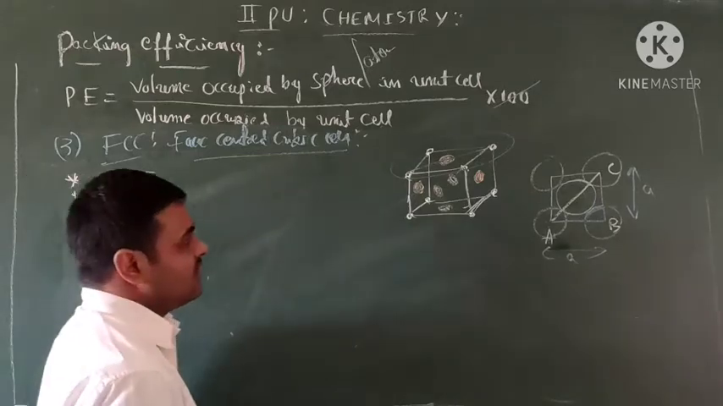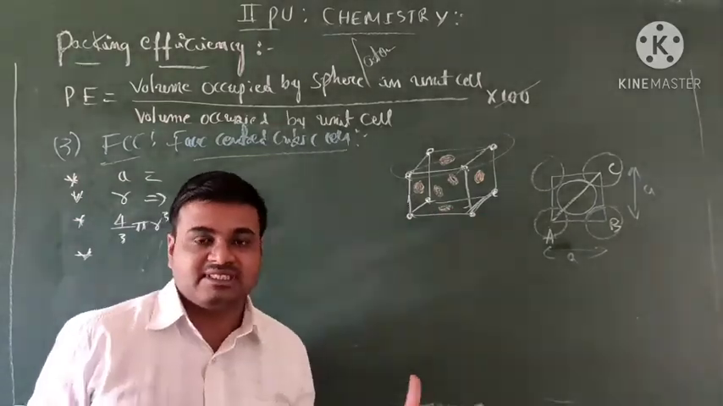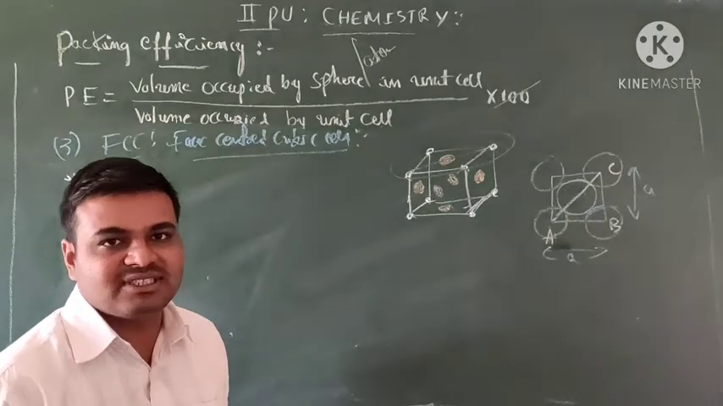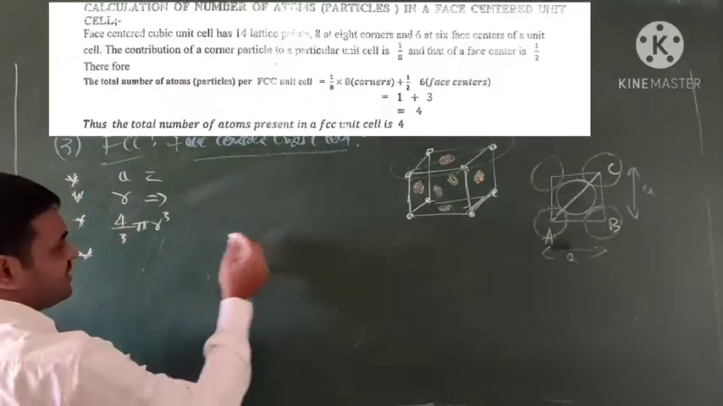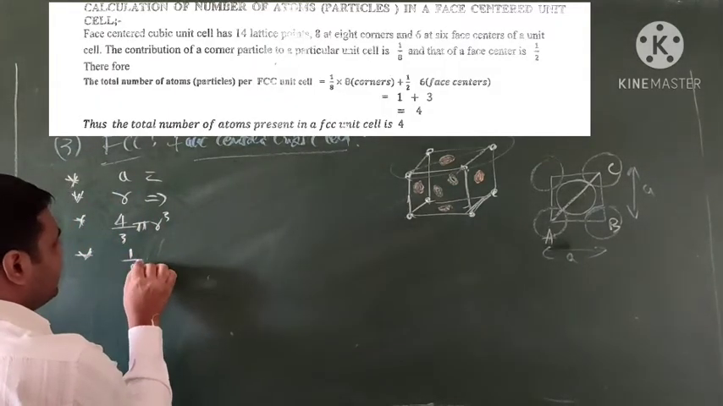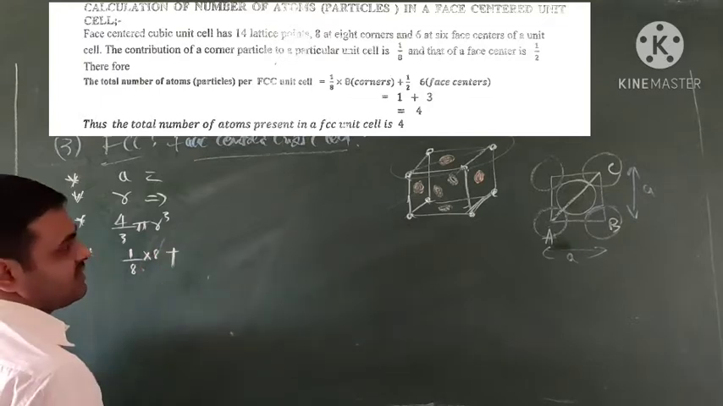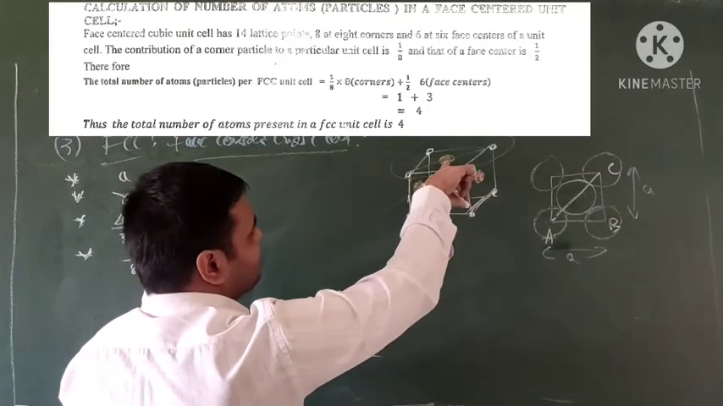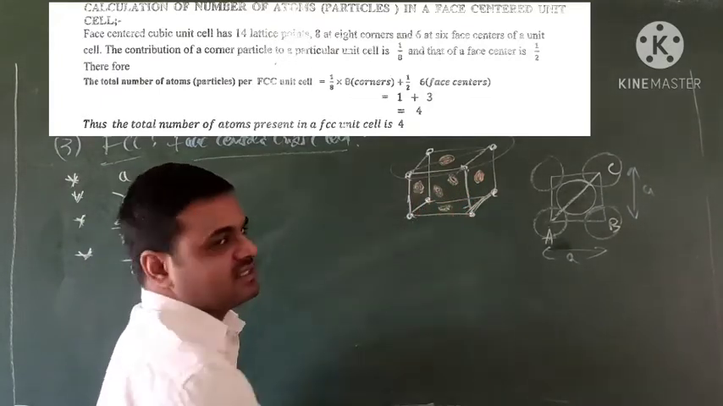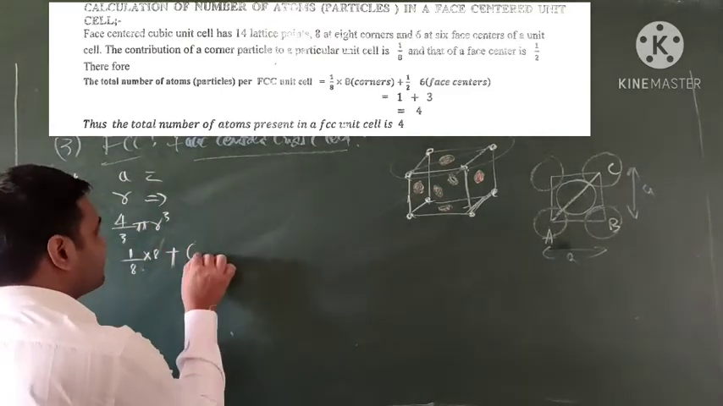Okay, students. Next, how many faces are present? Number of atoms present. How much? The corners contribute 1 by 8 into 8, plus each face. How many faces are present? 1, 2, 3, 4, 5, 6. Six. Just remember the last classes.